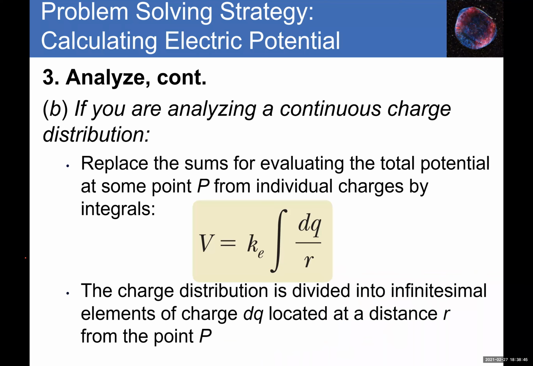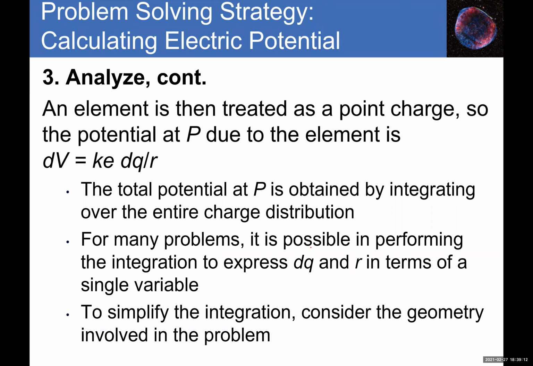If you're analyzing a continuous charge distribution, replace the sums for evaluating the total potential with an integral. That means you're going to integrate from point B to point A or something like that, from A to B or B to A, depending on what those two points are. The charge distribution is divided into infinitesimal elements of charge dq located at a distance r from point P. An element is then treated as a point charge.